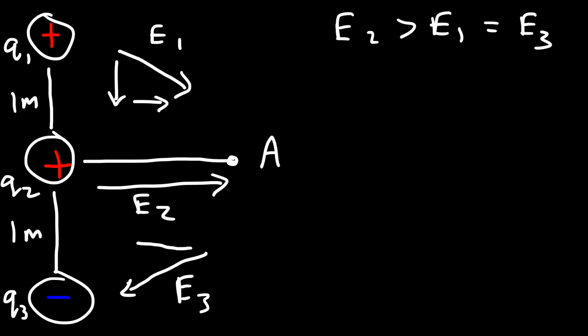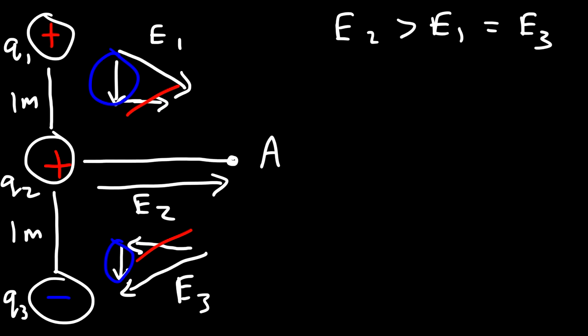Now E3 has a negative x component and a negative y component. Because E1 and E3 are of the same magnitude, the x component of E1 and the x component of E3 cancel because they're anti-parallel and the same length. So we can cancel those two. Now, notice that the y components are parallel. They're going in the same direction.